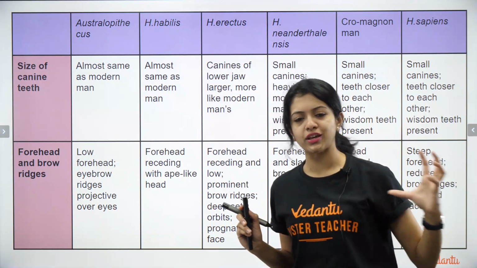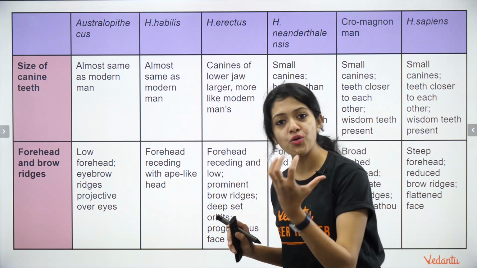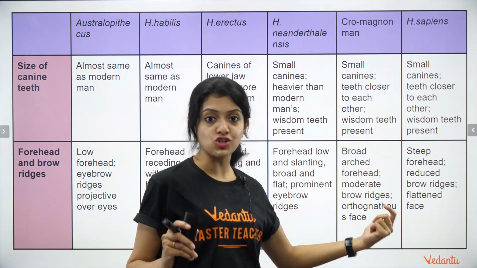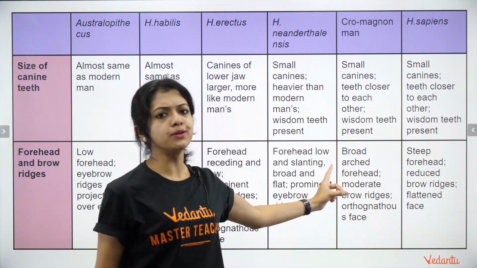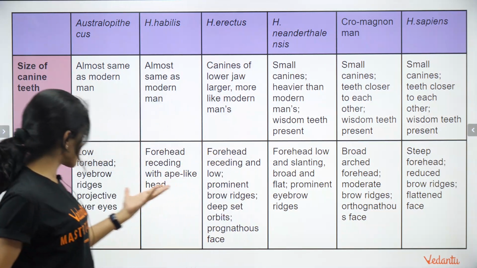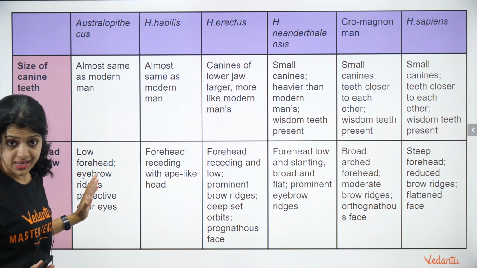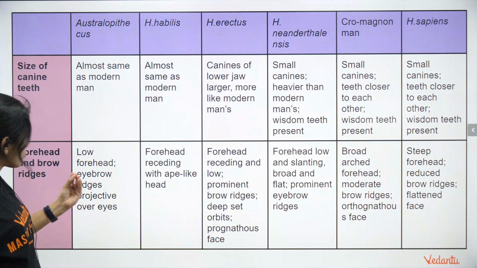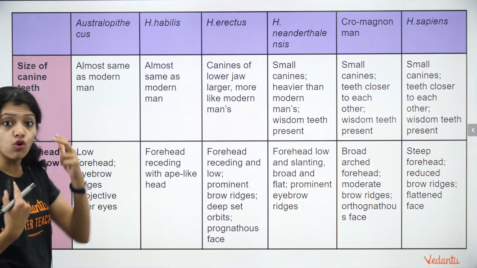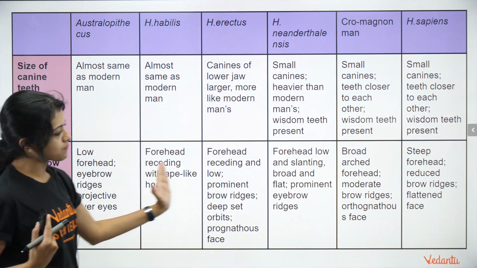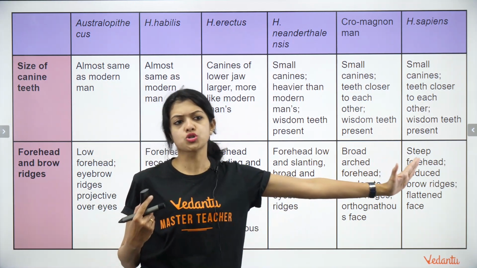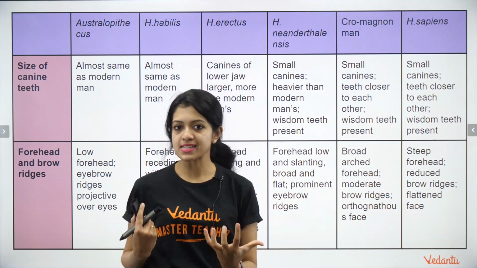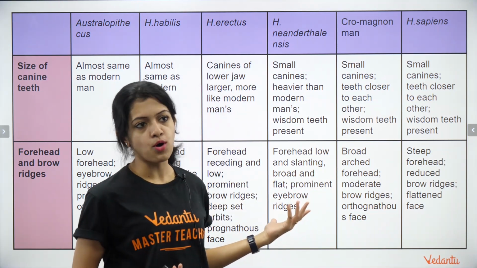And then forehead and brow ridges. If you think of the face of each of the stages, if you think about how the face of man changed from looking like an ape to what we look like today, you will be able to write this, okay? For example, Australopithecus, because he was called ape man. I mean, he was called ape man because of all these features. Low forehead, eyebrow ridges were projecting over the eyes, okay? And it kept on becoming closer and closer to what we see today, in the sense steep forehead, reduced brow ridges, and the flattened face as we see in modern man.